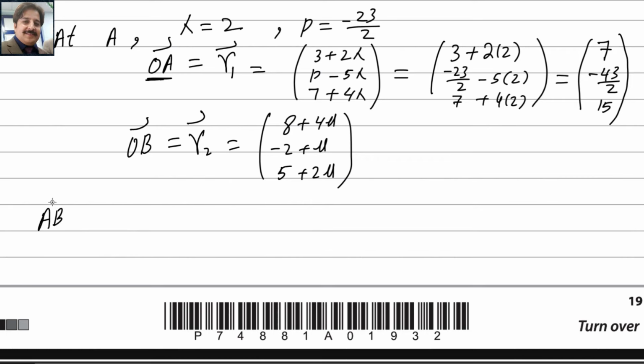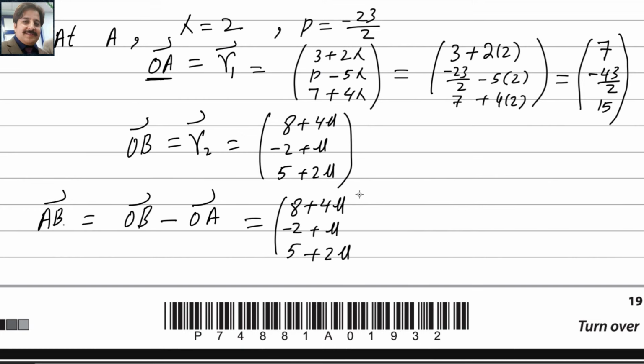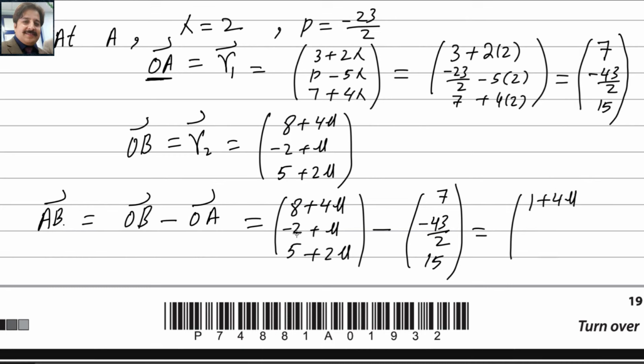We know that vector AB is always the position vector of B, OB, the second letter, minus the first letter, OA. Plug in the values for OB: 8 plus 4 mu, negative 2 plus mu, and 5 plus 2 mu, minus OA, which is 7, negative 43 by 2, and 15. Solving, 8 minus 7 is 1, so it will be 1 plus 4 mu, and minus 2 plus 43 by 2. Solve it.